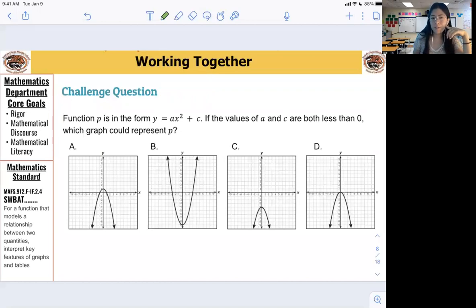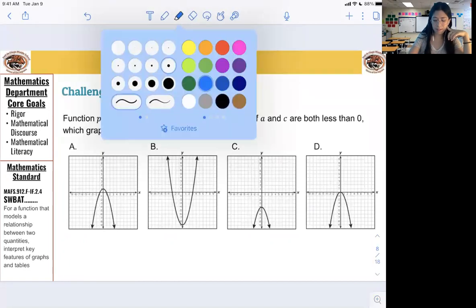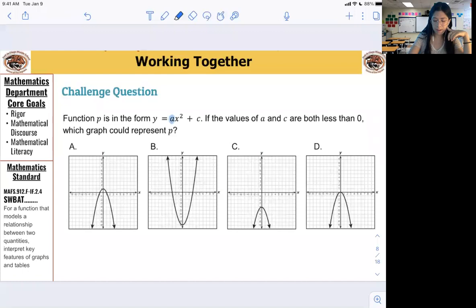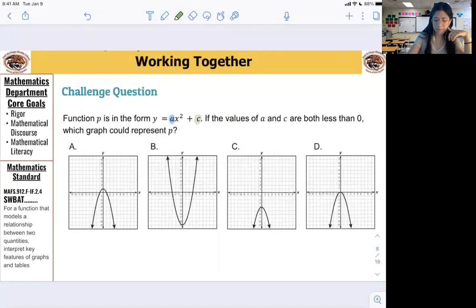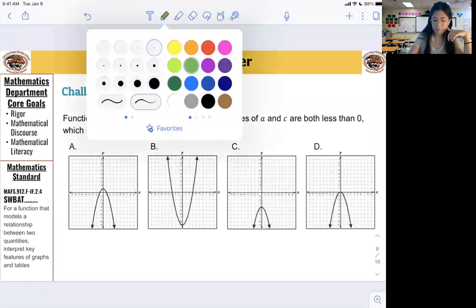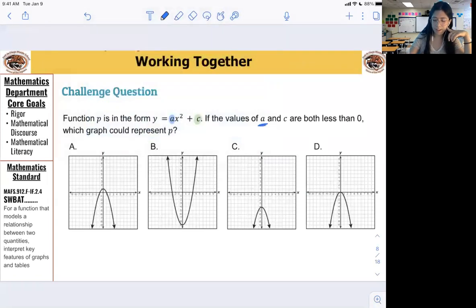They're giving you 2 clues. They're saying that A and C are both less than 0. Oh, someone didn't read all the way. I did, but I got sort of confused. I was just using too much of my brain. If A is less than 0, what does that mean about your graph? It's going to go downwards. It's facing downwards.